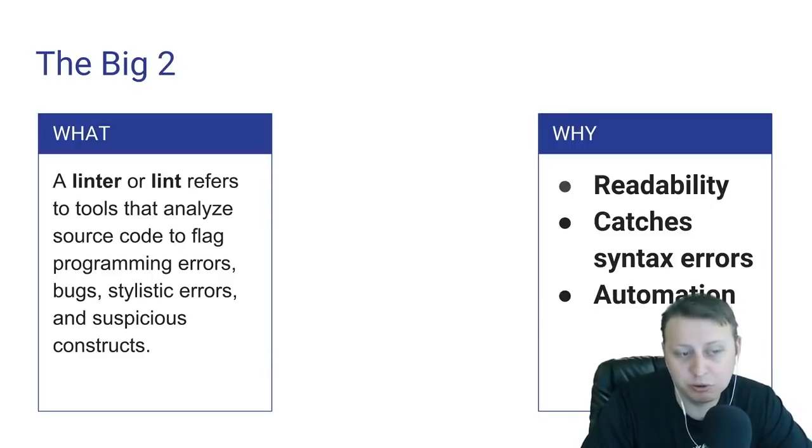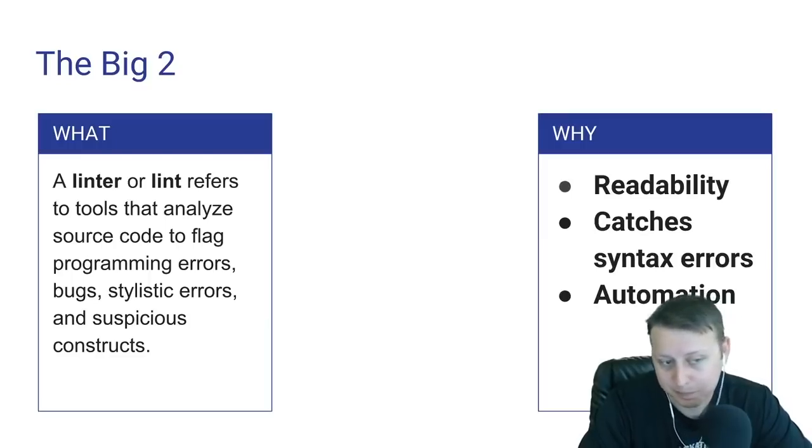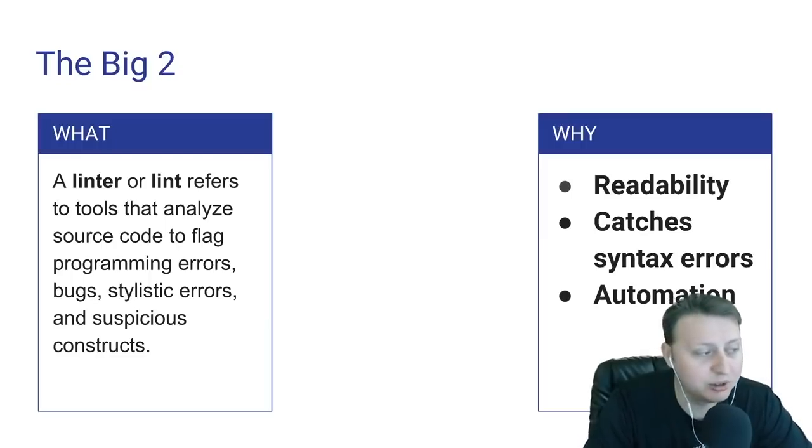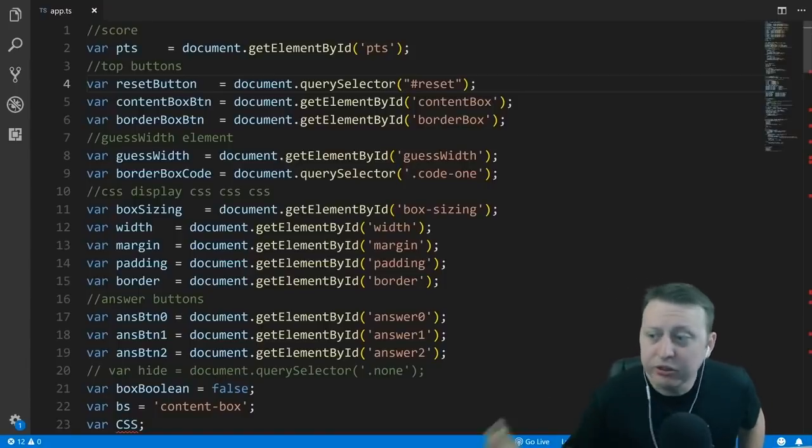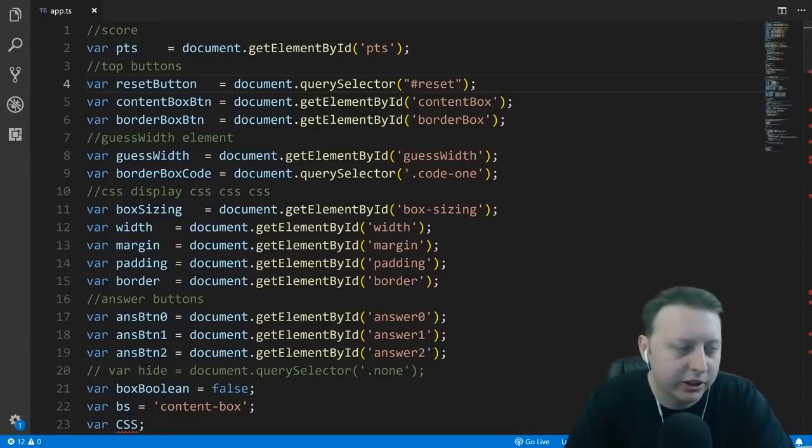And this will lead to more readable code, less buggy code, and we'll be writing in better standards because of it. So let's go ahead and jump into an example. Alright, so what we have here is a TypeScript file, which is just JavaScript. It's a superset of JavaScript.